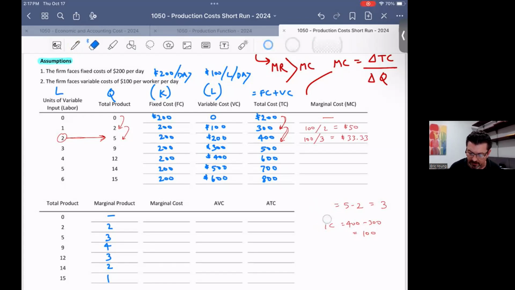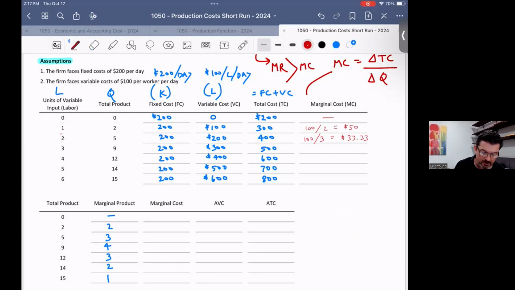We'll do one more together, and then I'll just put the rest in, and you can make sure that you understand it and follow along. Let me get this clean for us. Now let's suppose that we go from 2 workers to 3 workers. At 3 workers, we now know we're going to have 9 pizzas. But how many extra pizzas did the third worker give us?